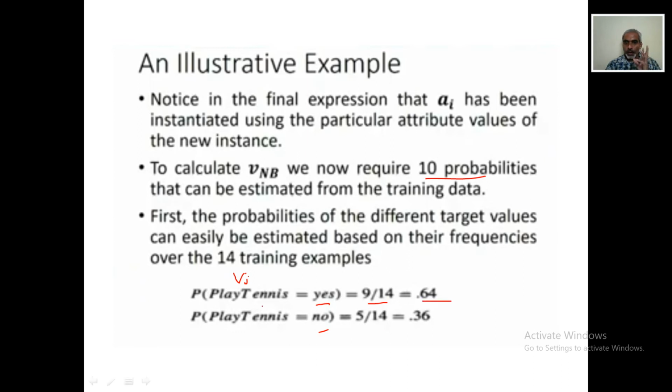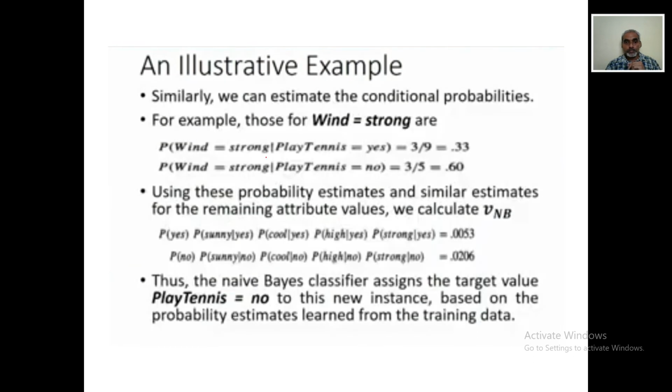Clear? Now probability of play tennis equal to no. So in that table you count how many times no is appearing, 5 times. So 9 plus 5, 14. So 5 times no is coming out of 14. So 5 by 14 is 0.36 is the probability of no. So now two probabilities we have calculated. Clear? Now we will go to the second term.